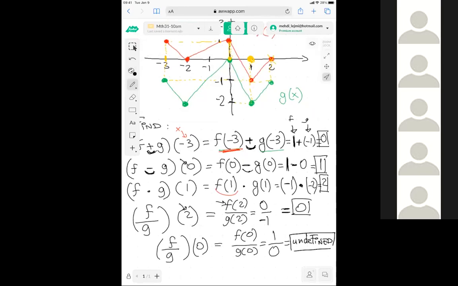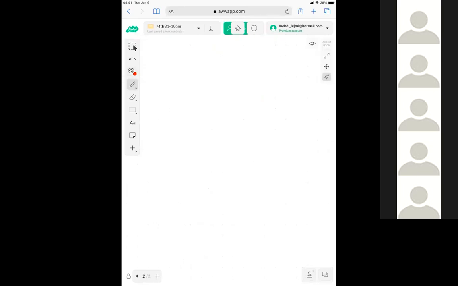So if you have a zero on the top, that will be zero. If you have zero on the bottom, that will be undefined. Any question, guys? So that's how we use the graphs when you do algebraic operations on functions. Okay, if there's no question, let me give you a similar exercise. I'm going to move to the next page. So here's an exercise.